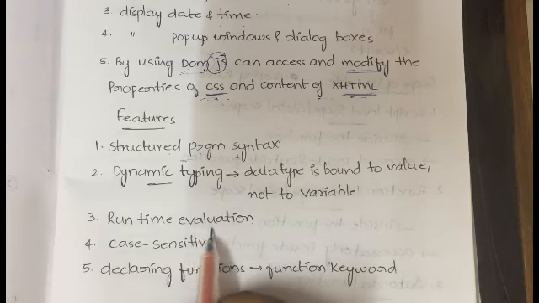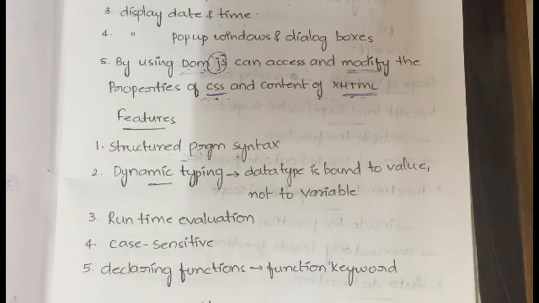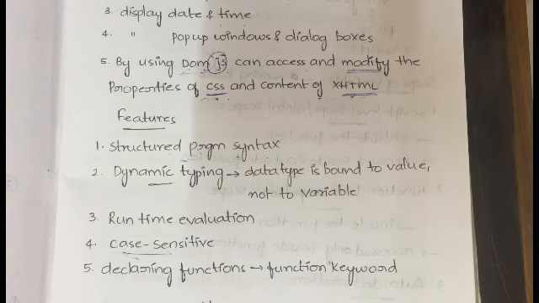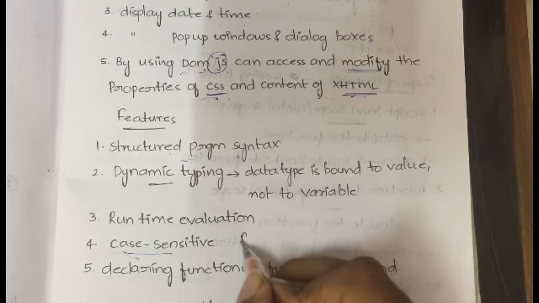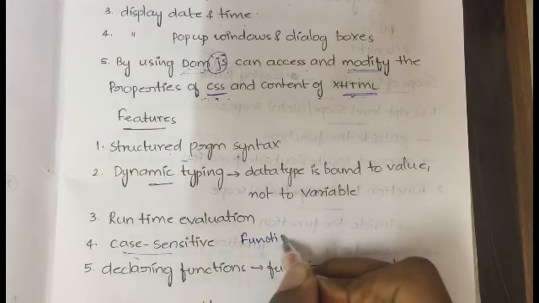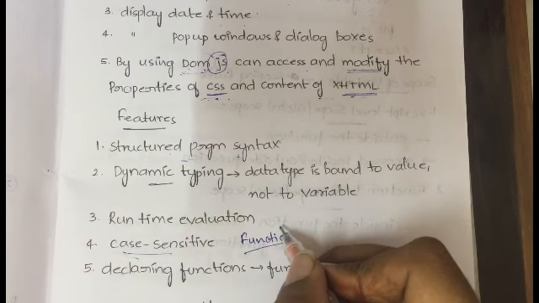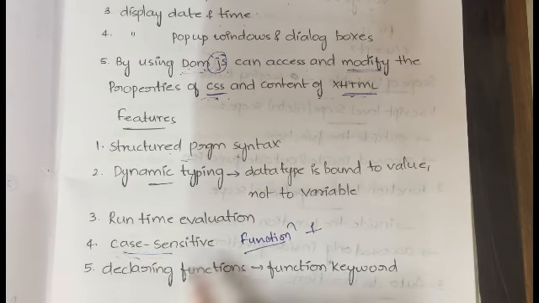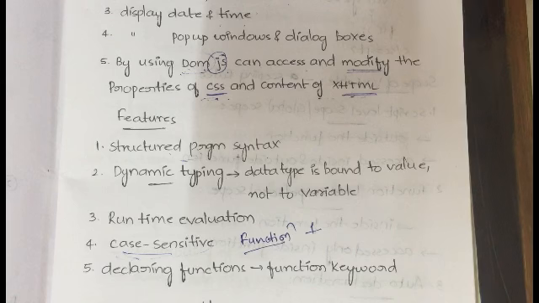And next is runtime evaluation. Evaluation will be done during runtime. And next, it is case sensitive. That means you must be careful while using capital letters and small letters. Suppose you declared a function with capital FUNCTION, and then later when you are using this function you used a small f, then no use. As it is case sensitive, you must follow capital and small letters.